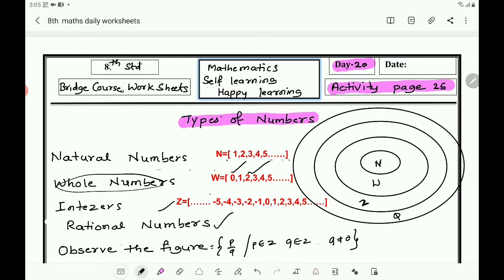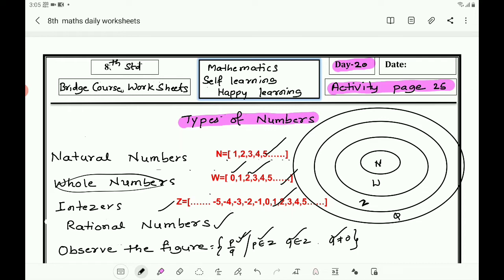Next, rational numbers. The number which can be expressed in the form of p by q is called a rational number. The set of rational numbers can be written as p by q, where p belongs to Z, q belongs to Z, and q is not equal to 0. The number can be expressed in the form of numerator by denominator, p by q. Here p and q are integers, but q should not be equal to 0. So the set of rational numbers includes natural numbers, whole numbers, all integers. Together with that, it includes decimals and fractions.